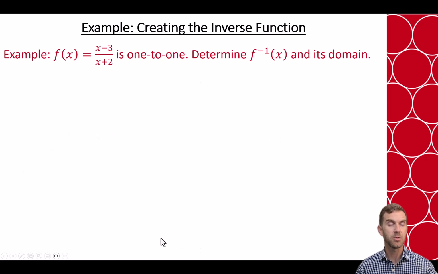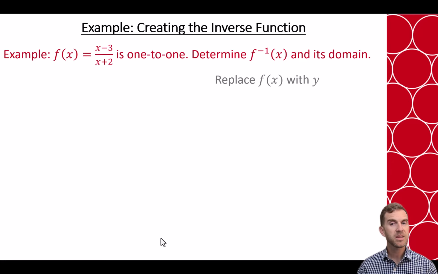Let's look at one more example. Say that we have a little bit more of a complex, a rational function here, where we have x minus 3 over x plus 2. Now, we're being told this is 1 to 1. We want to know what's its domain and what's the inverse function. So we don't have to check the 1 to 1-ness. We're being told that it is.